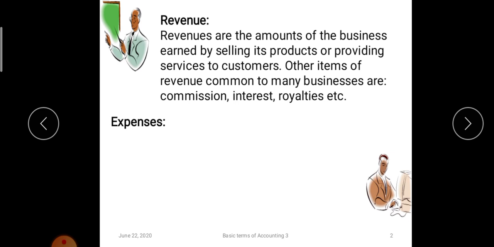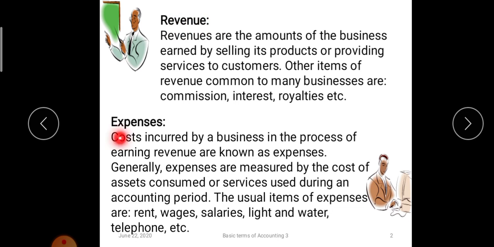Expense. Expenses refers to the amount which is spent by the business to generate revenue. Cost incurred by a business in the process of earning revenue is known as expenses. Generally, expenses are measured by the cost of assets consumed, like raw materials consumed or services used during the accounting period. Some examples are rent, wages, salary, light and water, telephone expenses.